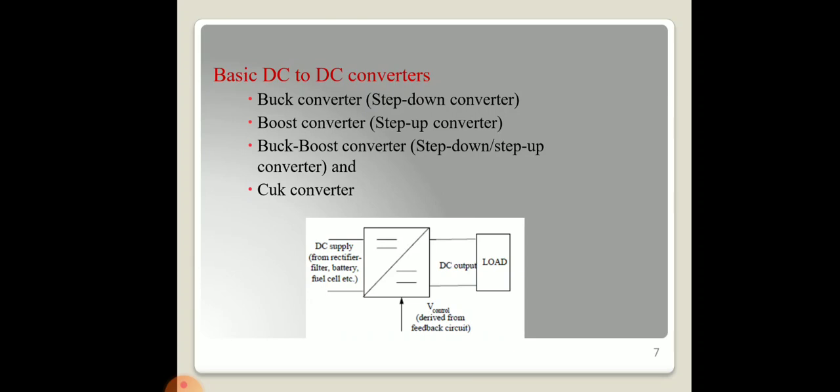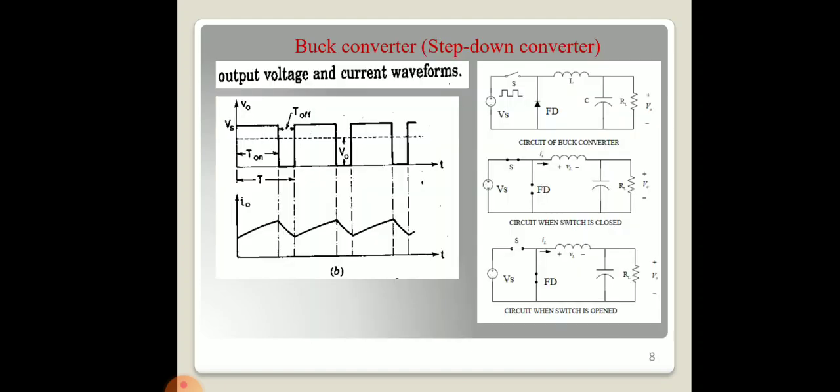Basic DC to DC converters are of four types: buck converter, also known as step down chopper; boost converter, step up chopper; buck boost converter, step up step down chopper; and cuk converter. Buck converter: the waveform and circuit are shown for the buck converter.